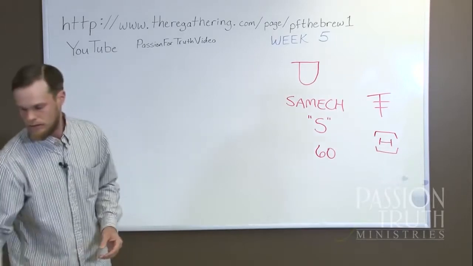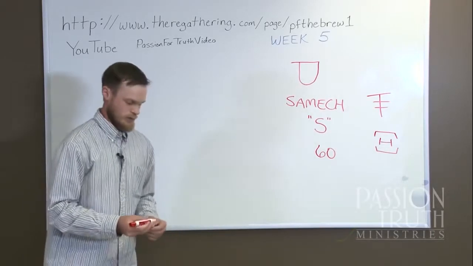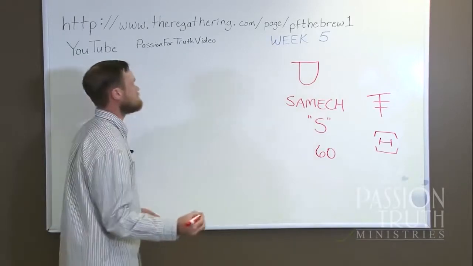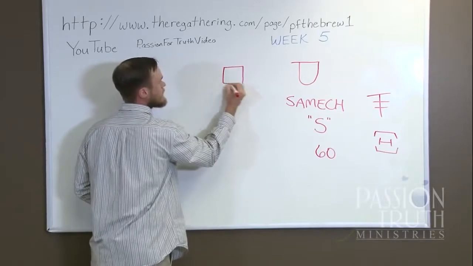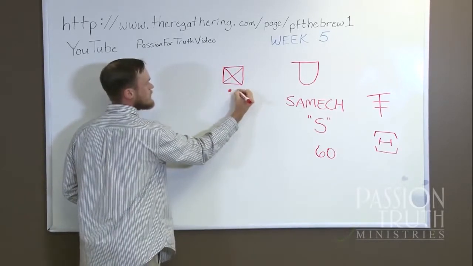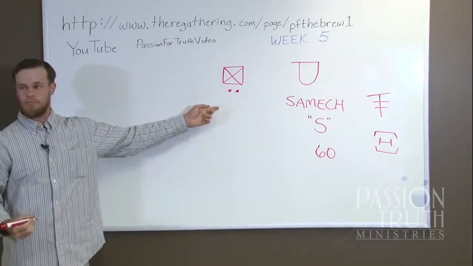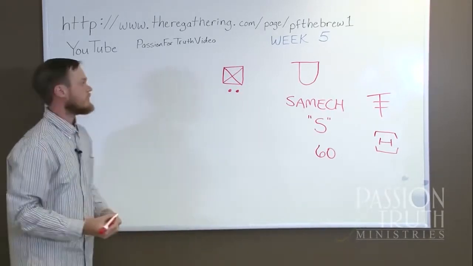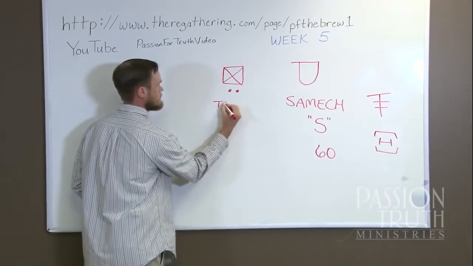Okay. Now if I introduce a new vowel, this represents any letter. And this vowel is two dots side by side underneath the letter. This vowel is called a tsera.